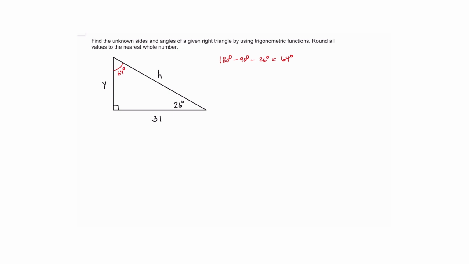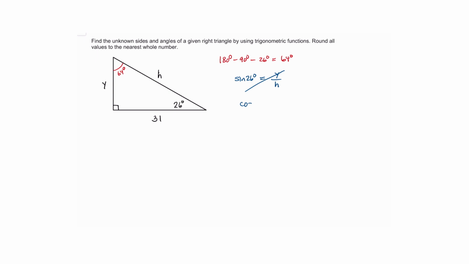Now, as far as the missing sides go, I'm still going to use the given angle, 26 degrees. To relate an angle to the lengths of its sides, we use a trigonometric function, but we have to make sure we use the correct one. From 26 degrees, we're either going to use sine, cosine, or tangent to find the other sides. Now, if I try to use the sine function with 26 degrees, I'm going to end up with, well, the opposite is y and the hypotenuse is h. That's not helpful because I have two unknowns in one equation. So we're not going to use sine.